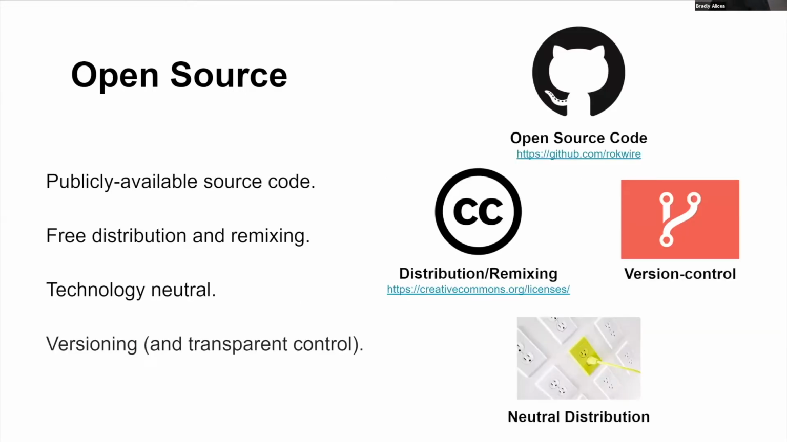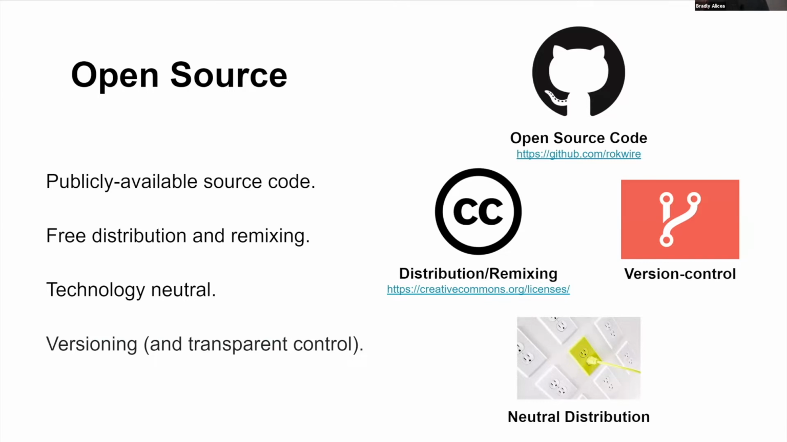So there are a couple of components to open source. One is publicly available source code. So making the source code available on something like GitHub, or even open in terms of just downloading it from the web. There are a number of advantages to using GitHub we won't get into here. Another is free distribution and remixing.